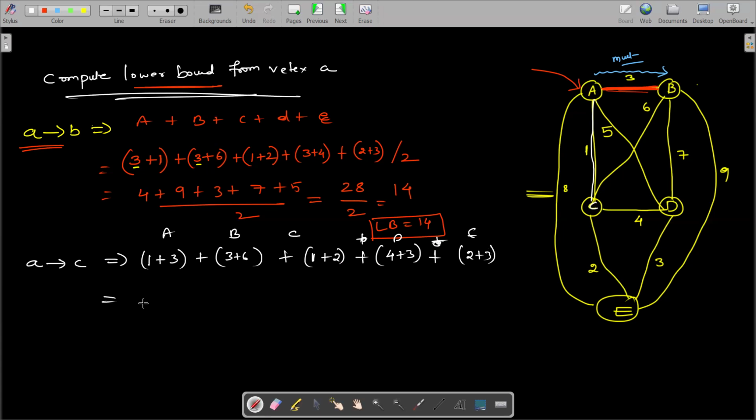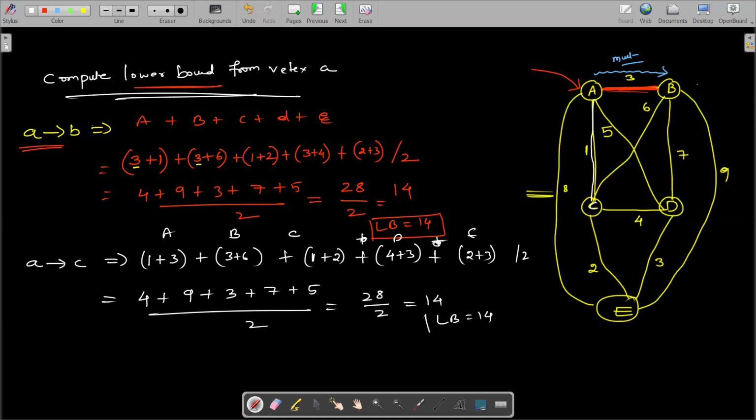So now calculate this one, what you will get? 1 plus 3, 4. Again 9. Again 3. Again this one 7. Again that one will become 5. Okay, divide by 2. So that is equal to 28 divided by 2. That is equal to 14. So lower bound is equal to 14. This is the one. A to C we calculated. Everyone okay? These steps you understood or not? Guys, please tell me. Yes, sir. Okay, fine.